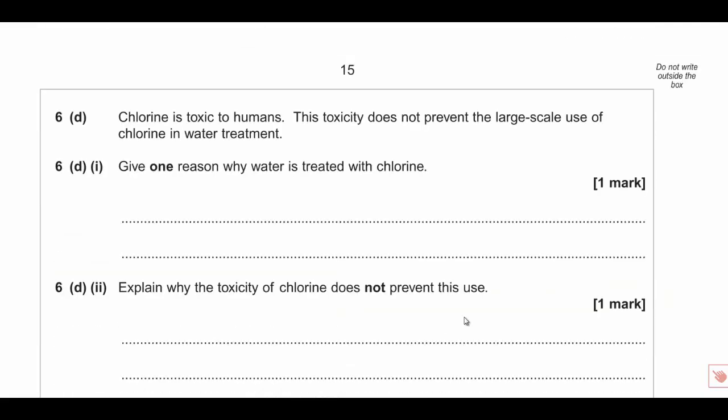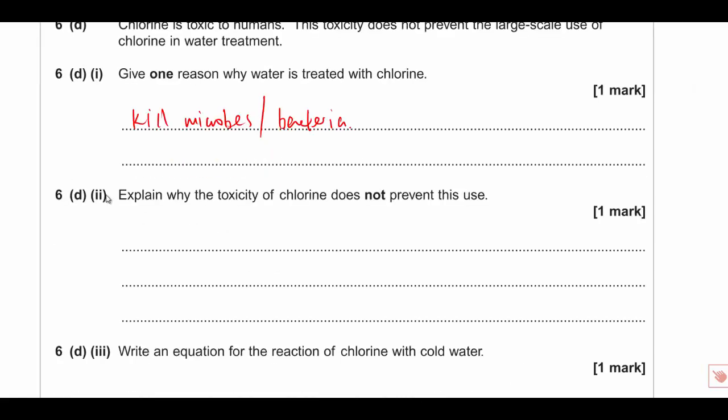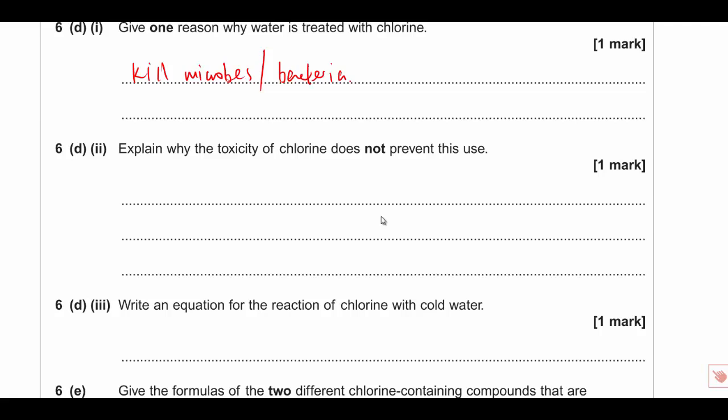Oh, still going. Chlorine is toxic to humans. Toxicity does not prevent the large-scale use of chlorine in water treatment. Give one reason why water is treated. I'd say to kill microbes or bacteria. Right. I thought it was going to go here. Explain why the toxicity of chlorine does not prevent this use.